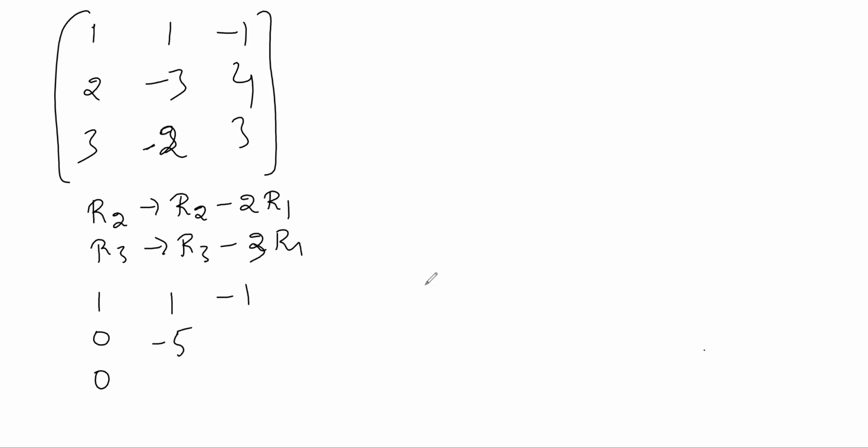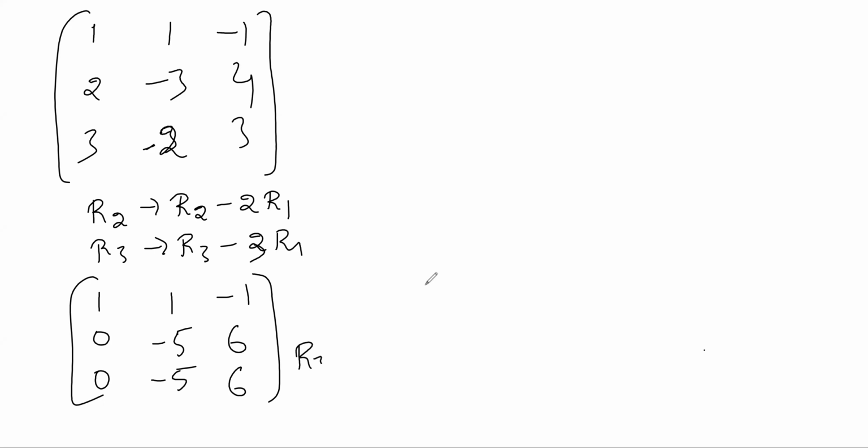4 minus of minus will become plus 2. 4 plus 2 means it will be 6. Next, minus 2 minus 3 means it will be minus 5. Next, 3 minus of minus 3 will become 6. This is minus 5, 6. Here only you made the mistake, right? Yes, sir.